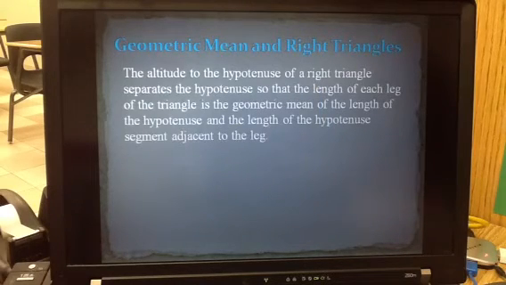Now this is kind of summing up what we're just doing, but I'm going to put it all together. So if you're confused, just hang in there for another minute or so. The altitude to the hypotenuse of a right triangle separates the hypotenuse so that the length of each leg of the triangle is the geometric mean of the length of the hypotenuse and the length of the hypotenuse segment adjacent to the leg. I know that sounds really confusing, but I'm going to put it in like a formula for you. And I strongly suggest you write down that slide.